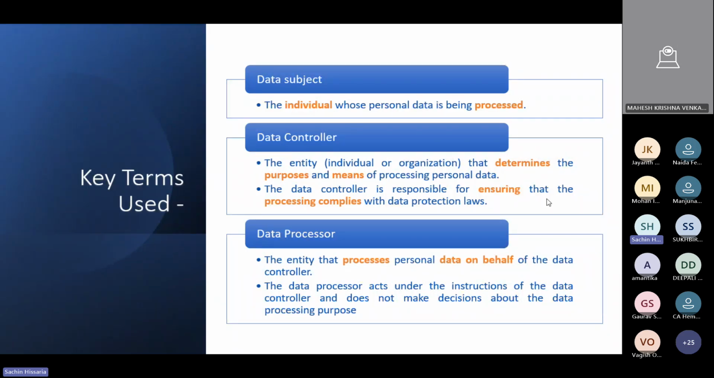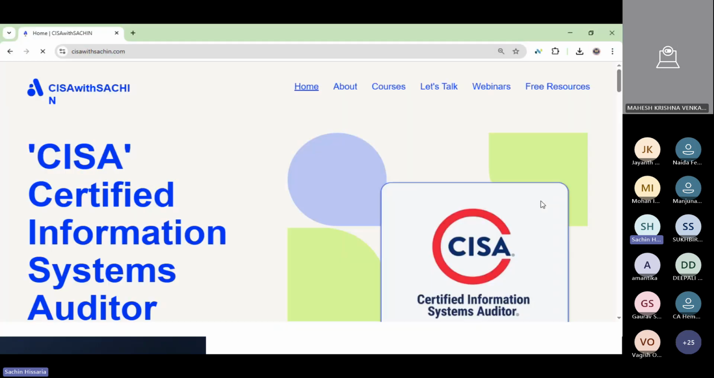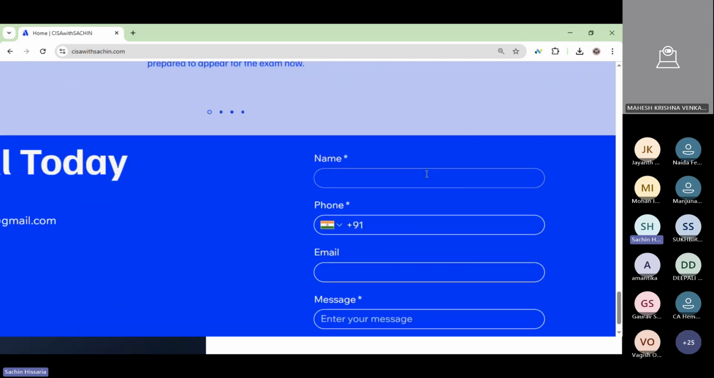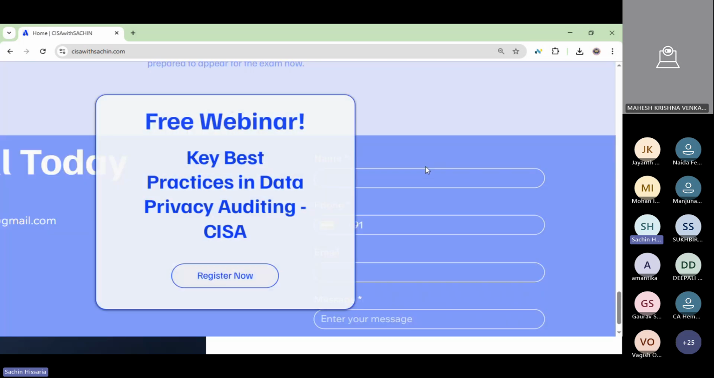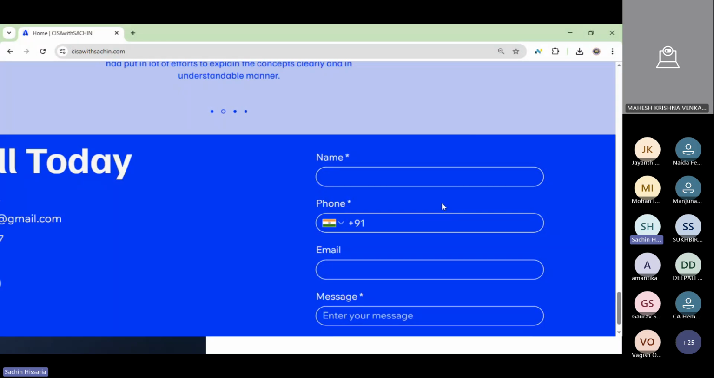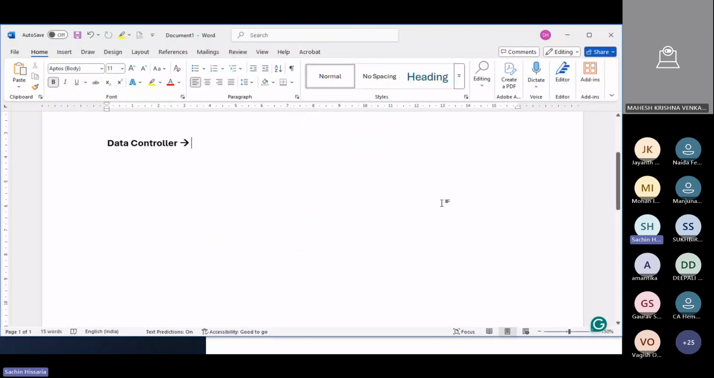Let me give you a quick example. Here I am opening one website. Suppose on this website they are asking you for some personal data, for example your name, phone number, email, or some other data. Here, the entity who is collecting the data is known as a data controller. So the data controller is the entity who defines the purpose or means of the data.